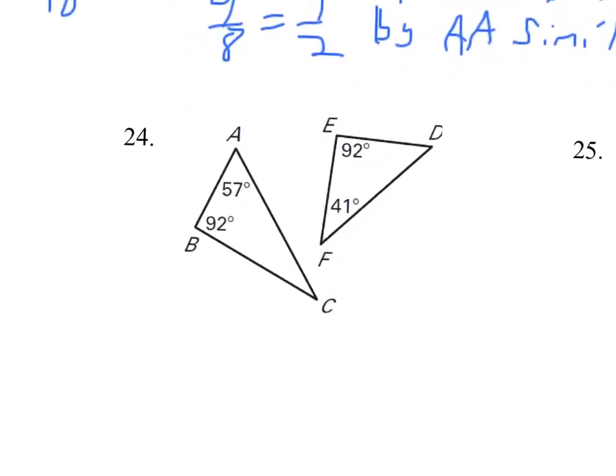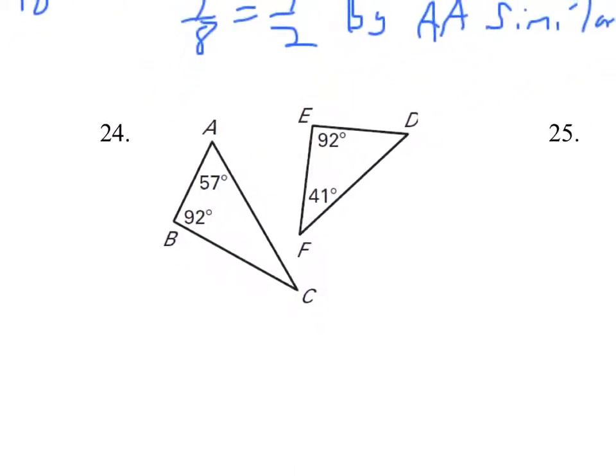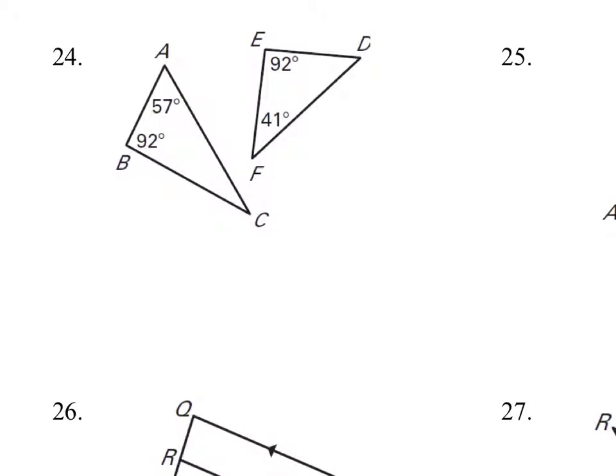Alright, number 24. So we don't know anything about the sides in number 24. We only know things about the angles. Let's figure out what all these angles are. So angle C right here, what I'm going to do is I'm going to add 92 plus 57. 92 plus 57 is 149. And then we're going to subtract that from 180. And we get 31 degrees. So this angle is 31 degrees.